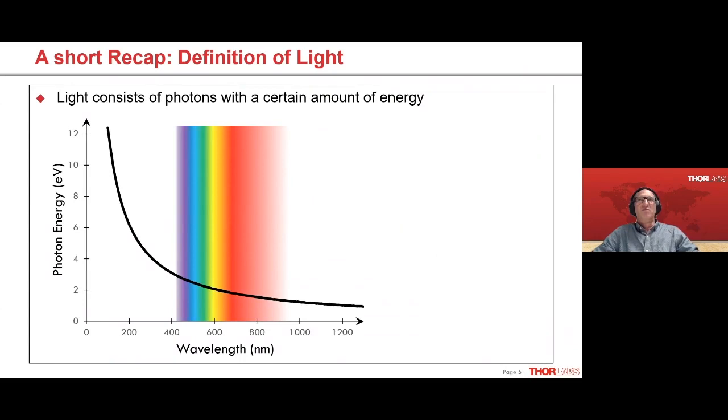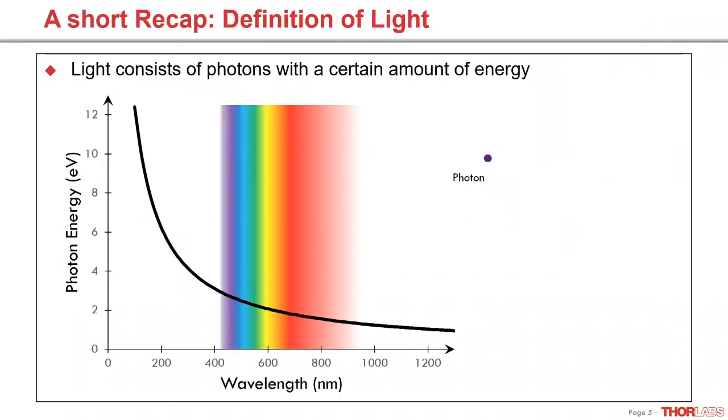Light can also be seen as particles, the photons, that don't have a mass or a charge, but carry an amount of energy. Let's pick here a photon out of the violet range that oscillates with a certain frequency and propagates with the speed of light. As for every moving wave, the wavelength can be calculated by dividing the propagation speed by the oscillating frequency.